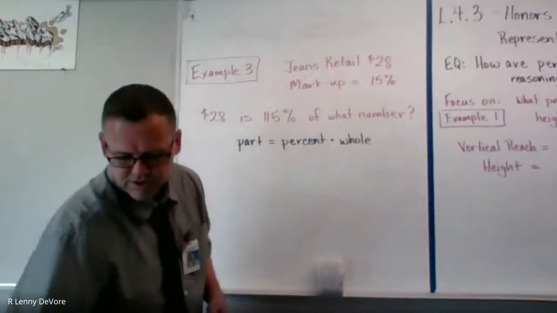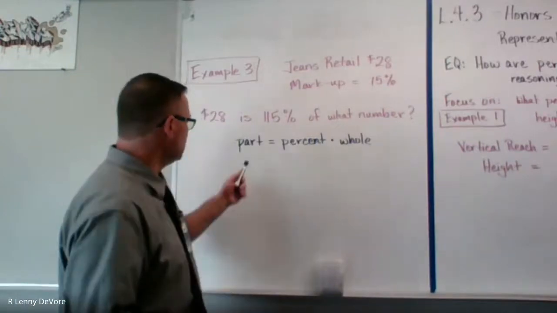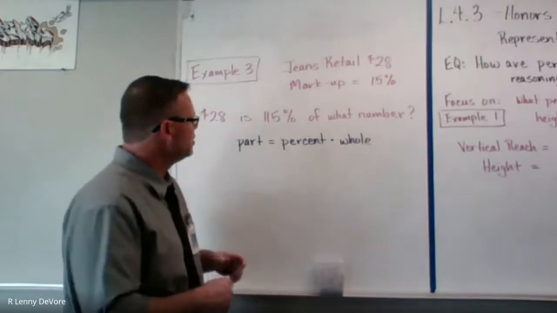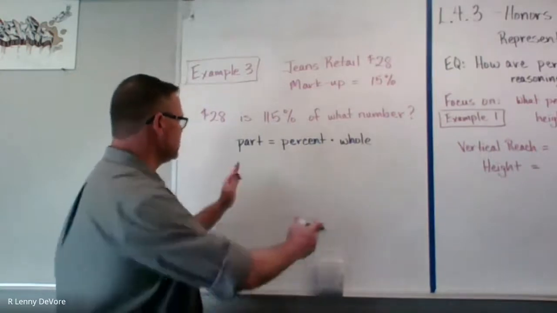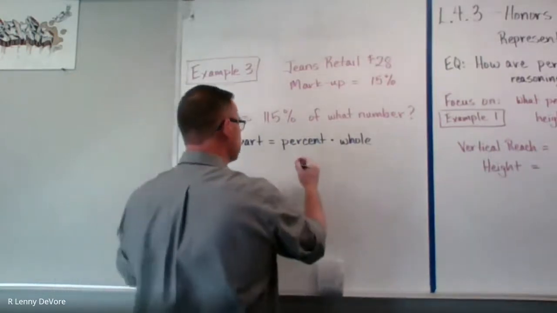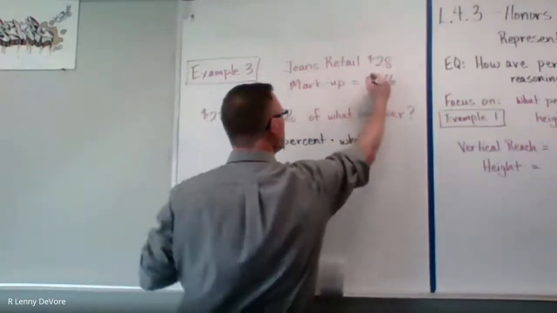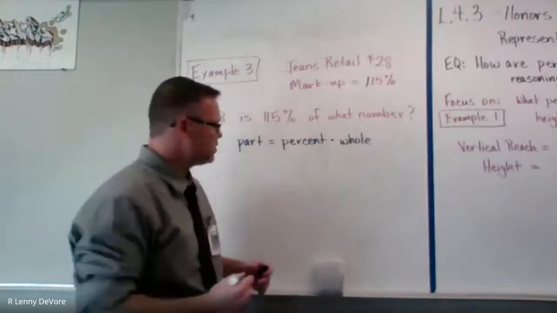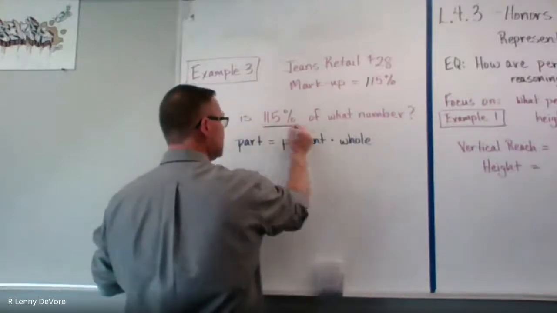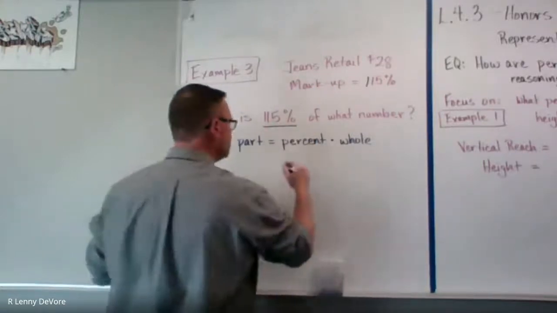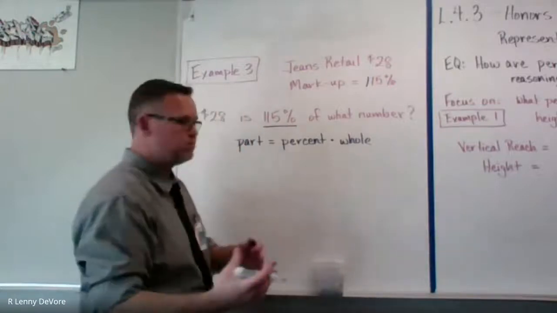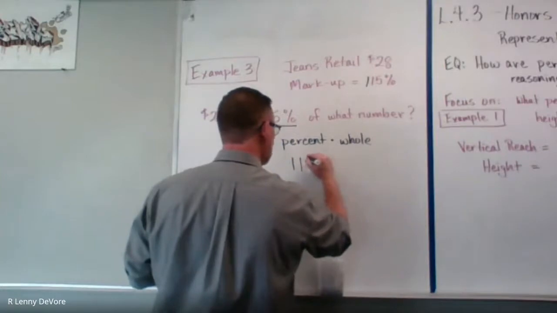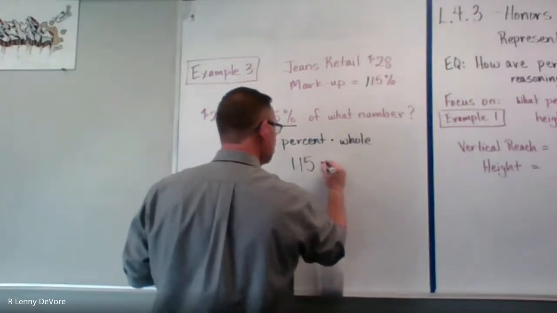Now, here's where this gets a little confusing for me. This is where this part equals percent multiplied by whole makes it hard. Because I'm sitting here going, okay, I know the percent, and actually because it is a markup, we have to go 115%. That's what they showed in the actual problem, but it is just a 15% markup of what they paid. So I know this percent, which is 115, but I get confused.